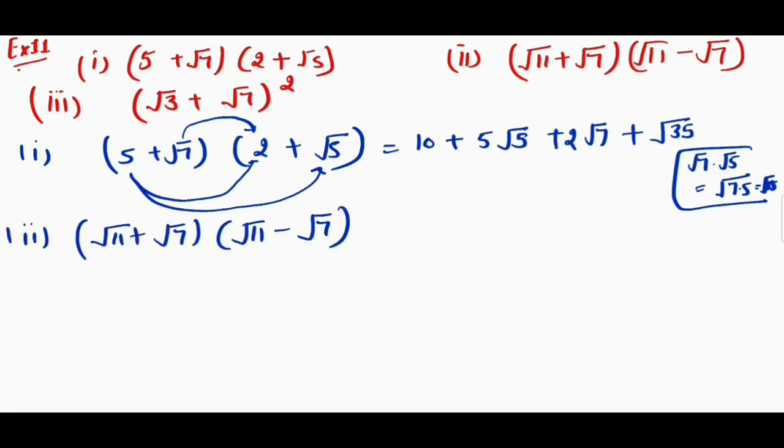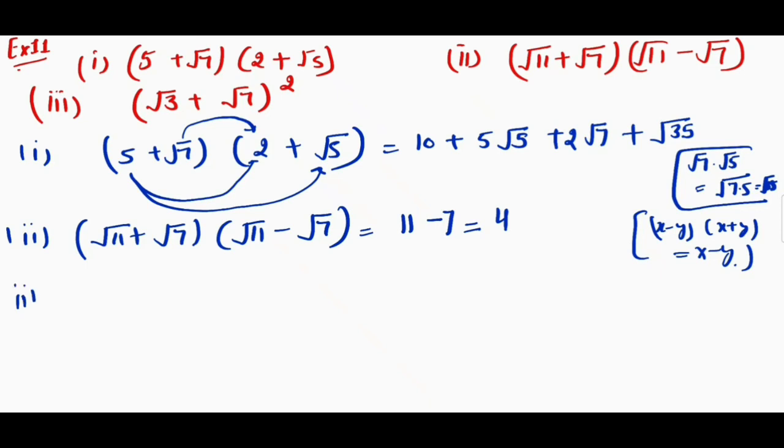So second question here I have (square root of 11 plus square root of 7) into (square root of 11 minus square root of 7). So here I will use this identity. This simply I can write 11 minus 7, which is equal to 4. So here which identity I am using, this x minus y and x plus y, which is equal to x minus y, and here x and y are under square root.